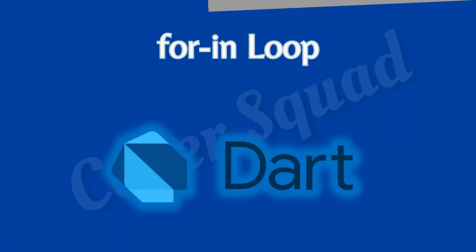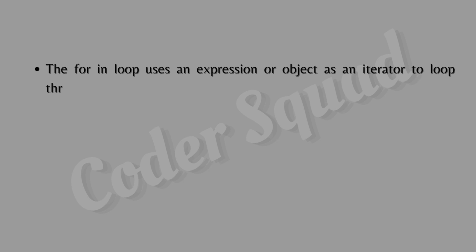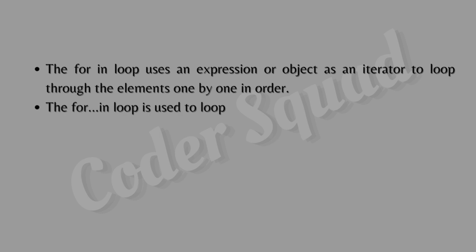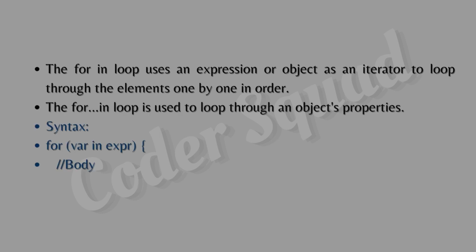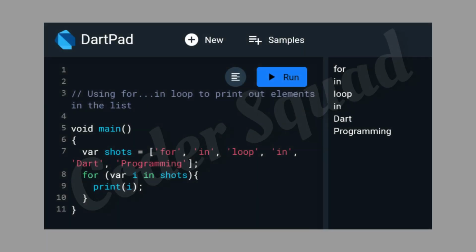The for in loop in Dart is used to iterate over elements of collections like lists and maps. It simplifies the process of iterating through collections. Let's explore how to use a for in loop in Dart.